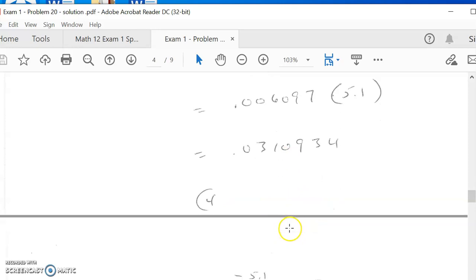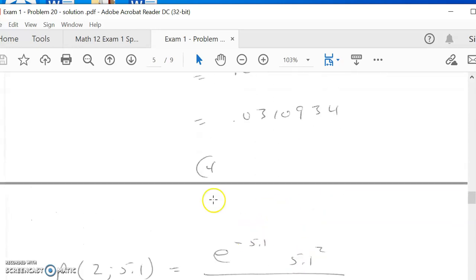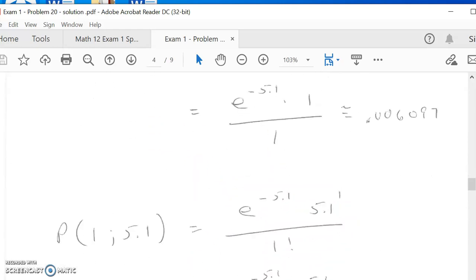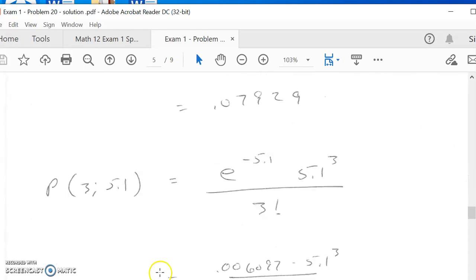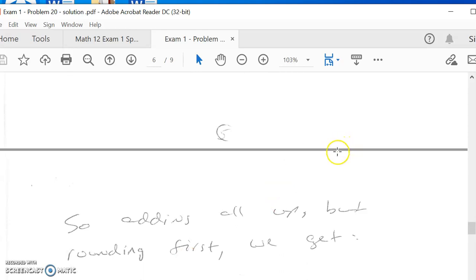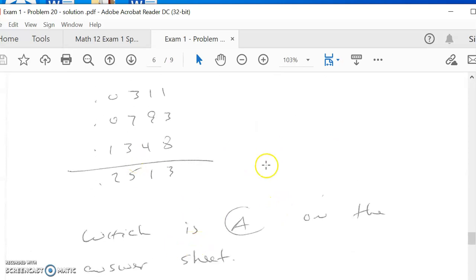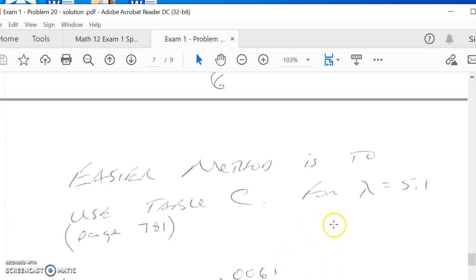And well, let me finish this. Okay, so here we go. We calculate the probability of getting 0, getting 1, getting 2, getting 3. Yeah, that's it. 0, 1, 2, and 3. Okay, so we get an answer for each of those. We round them off. We add them up, and boom, we get an answer that's close enough for government work to A that's on the answer sheet. However, there's actually a couple of easier ways of doing this.